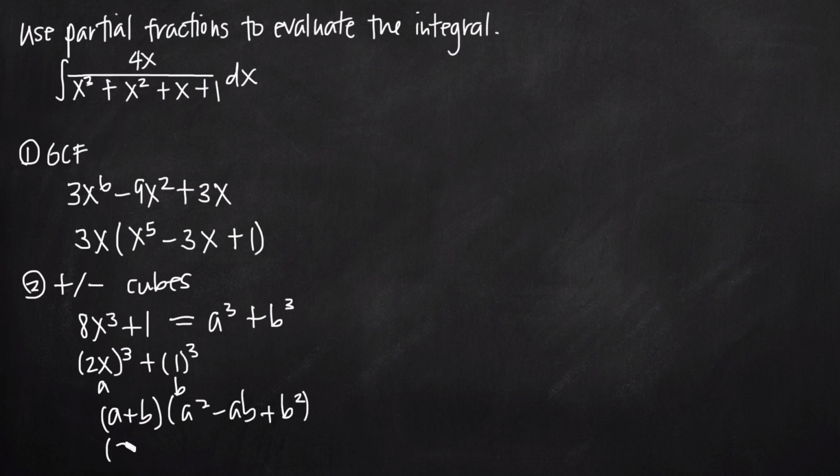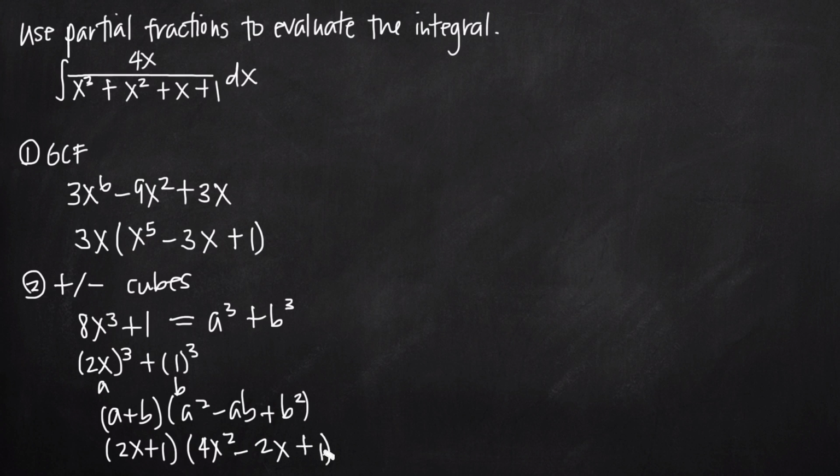So in this case, we'd get 2x plus 1 times a squared. So 2x squared is going to be 4x squared, minus a times b, 2x times 1 is 2x, and then plus b squared is 1, so we get plus 1.